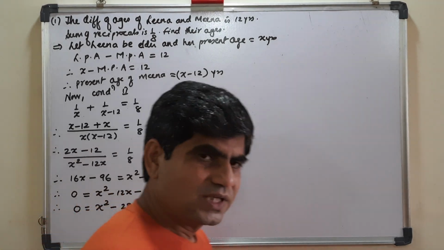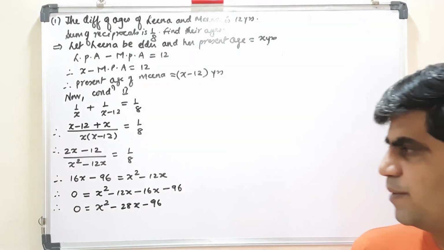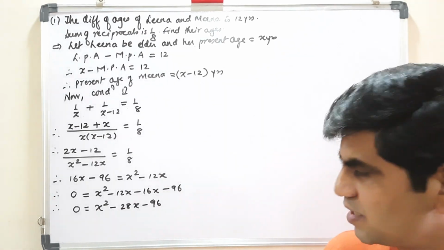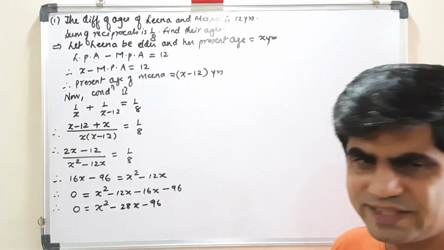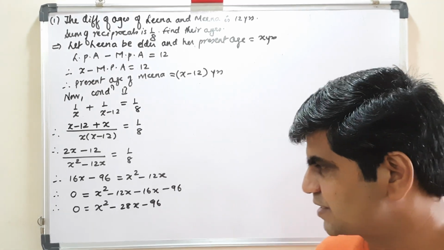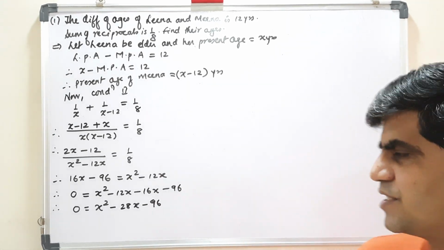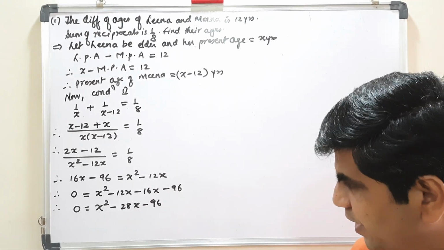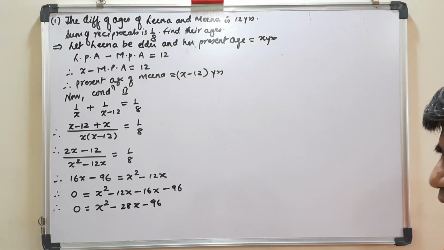Now, step number 1 of factorization is A into C. That is, A is 1, C is 96. 1 into 96 is 96. 96 you have to split in such a way that the subtraction should be 28. As I explained to you already, the subtraction should be 28.